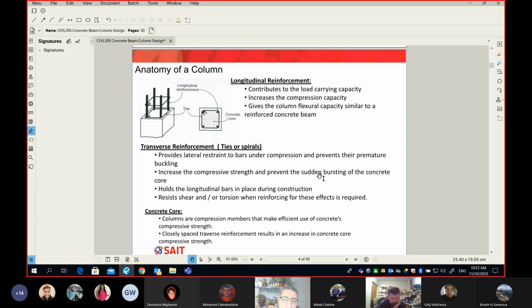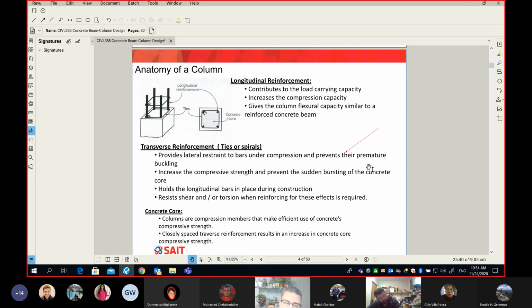Okay. Number four, which is very important, please mark it on your notes. This is very, very important, and we will have more discussion about this one later on in our classes. This simply provides lateral restraint of bar under compression. Probably I can give you a little bit of idea before we start.